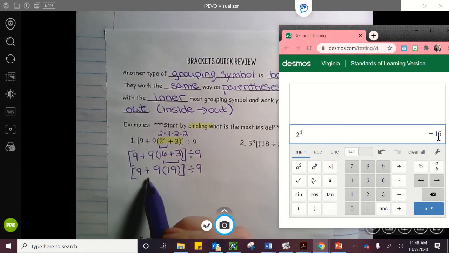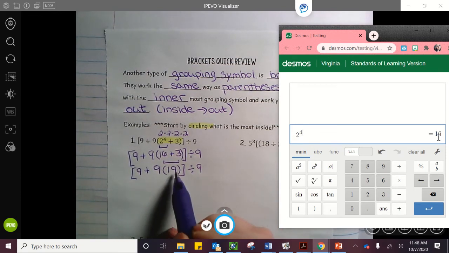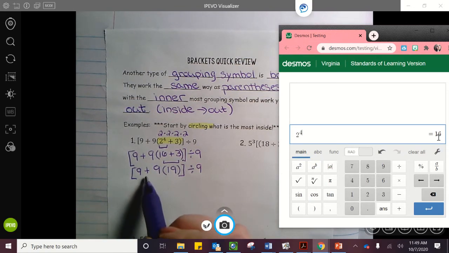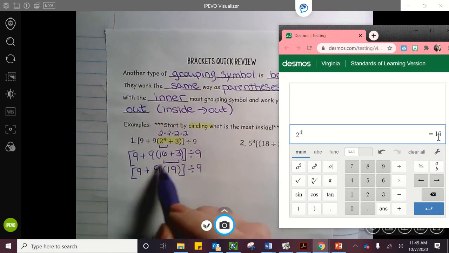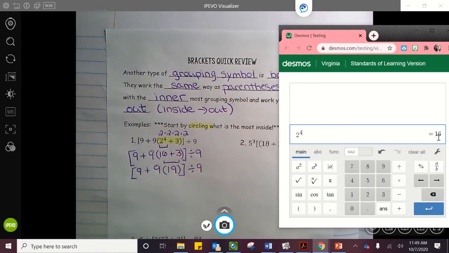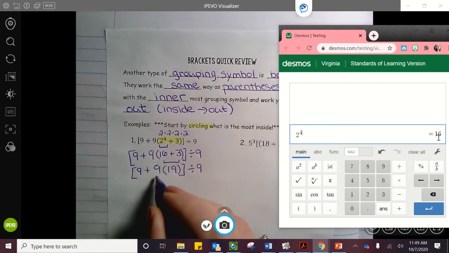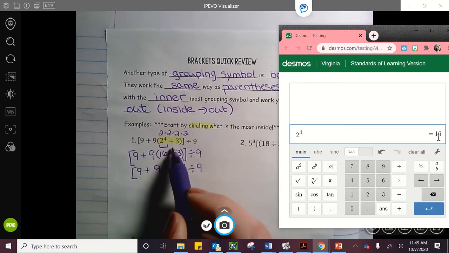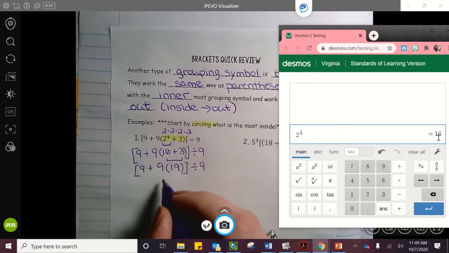All right, so I have 9 plus, this is 9 times 19. So I'm going to go ahead and do the multiplication because that would come before adding. And I'm finishing off these brackets, what's within the brackets, before I worry about the division that's outside of it. So I'm going to keep working within these brackets. I finished what was in the parentheses. I'm working through the brackets now.